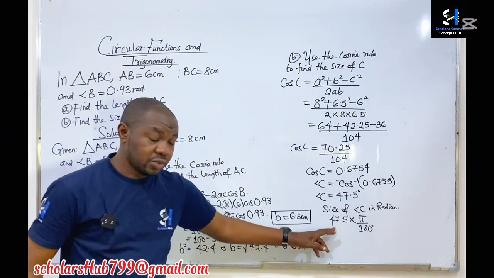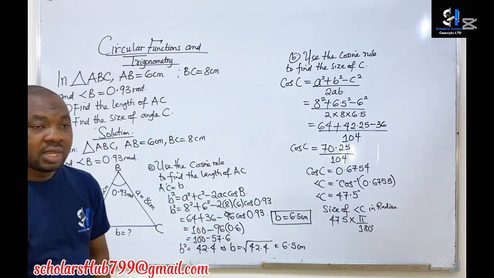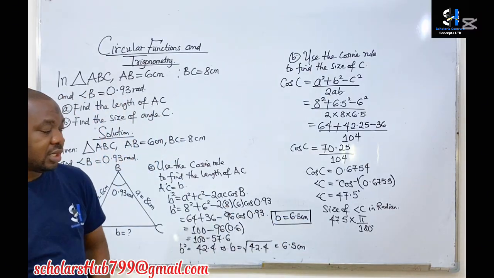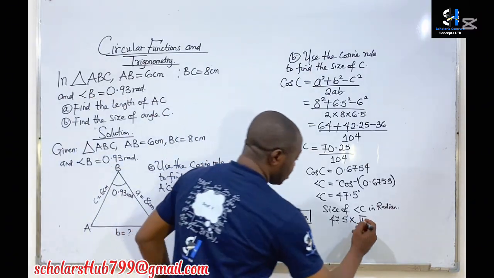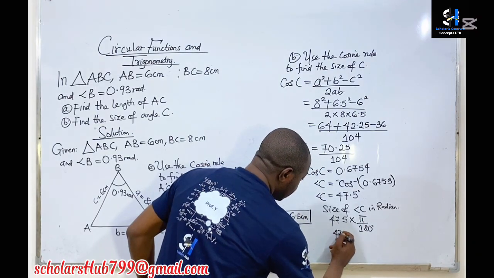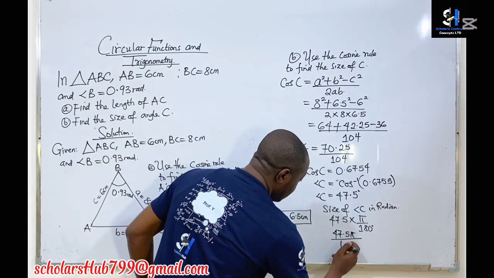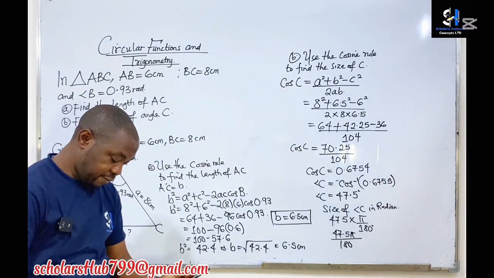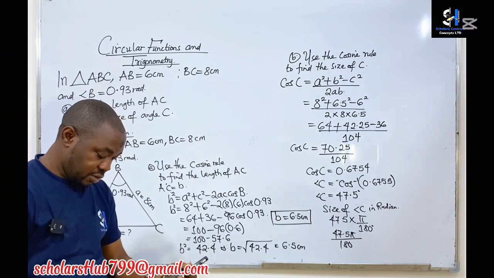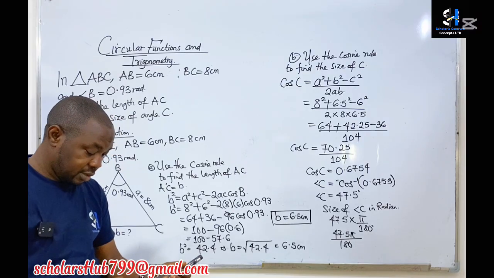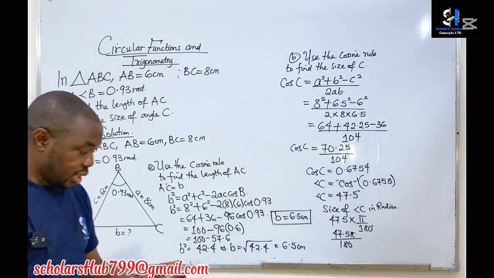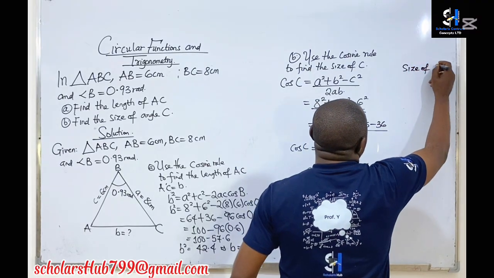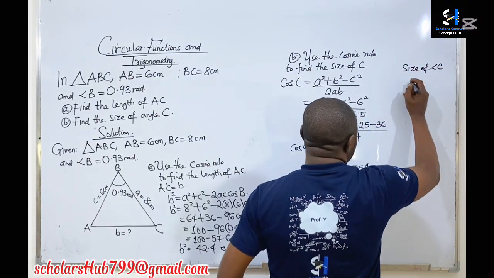Then use it to multiply 47.5, and then when we multiply that, we divide by 180. So this will be 47.5 pi over 180. So what is 47.5 multiplied by the value of pi? That will be 149. Let me write it here. Size of angle C, continuation.